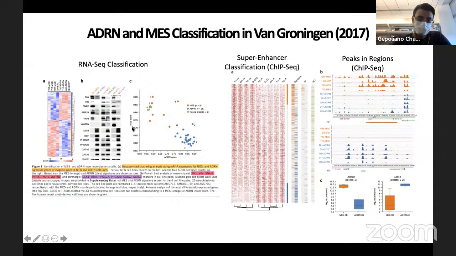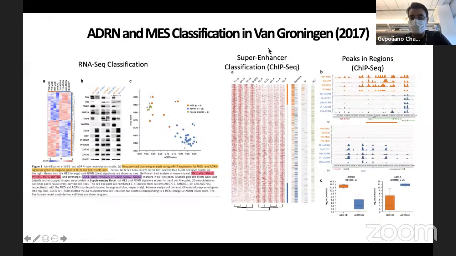You can also classify these cells using biochemistry experiments. This is a Western blot. It's based on the interaction between some of the proteins that are characteristic of the adrenergic and mesenchymal cells with antibodies. This is an immunological method. This is another method that is based on scoring. You basically associate a number with mesenchymal and adrenergic characteristics. So as I said, this is using RNA-seq data.